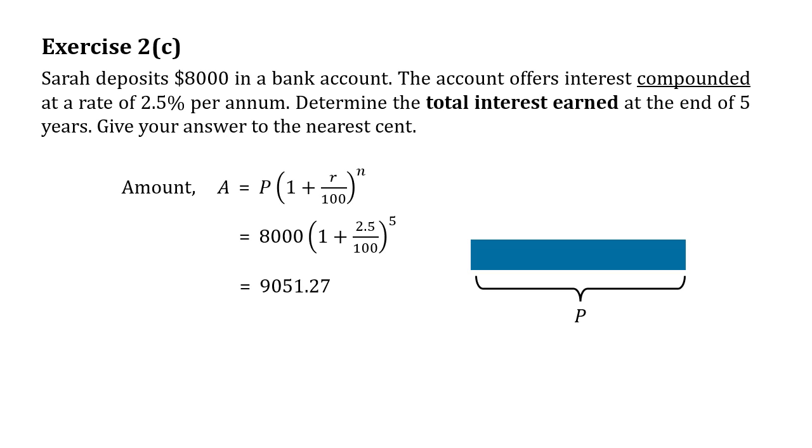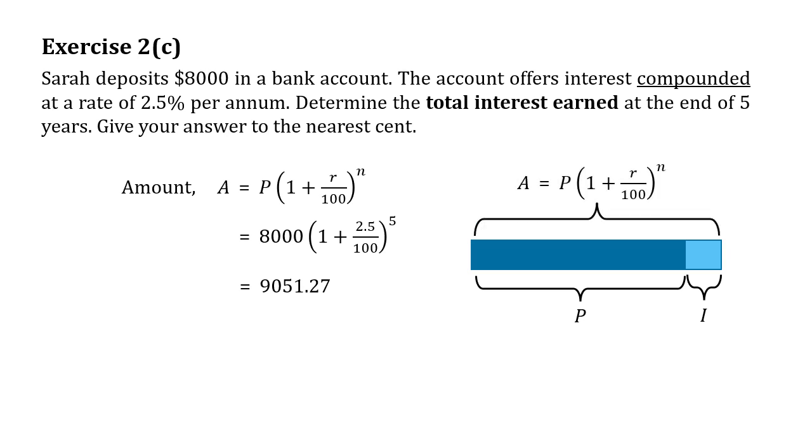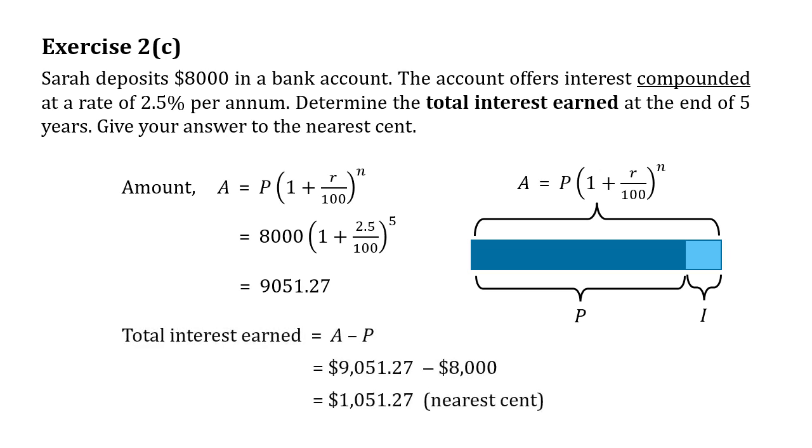Now, if this is the principal amount, I use a long bar to represent it. And after 5 years, this is the total interest earned, I. Then our formula gave us the total amount in the account at the end of 5 years. So if the question is asking for the total interest earned, I will simply take A and subtract from it the principal amount P, and that is the pure interest earned.